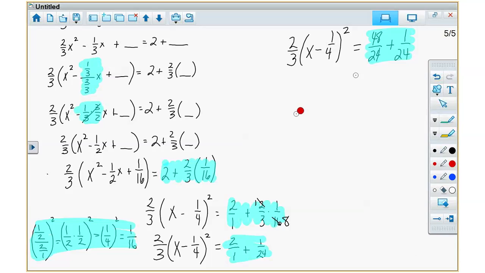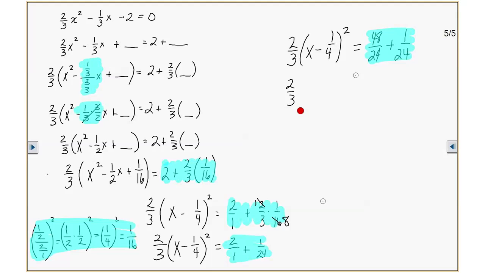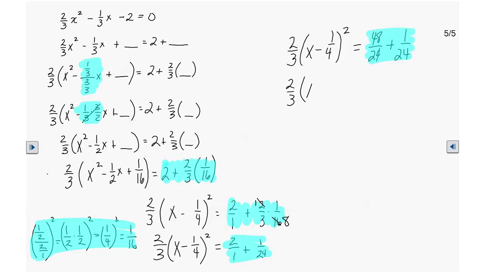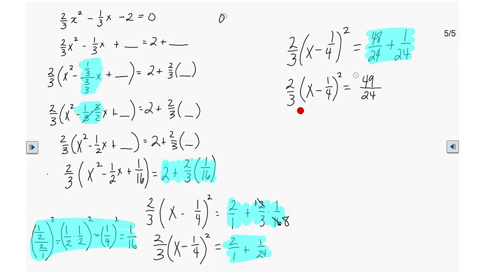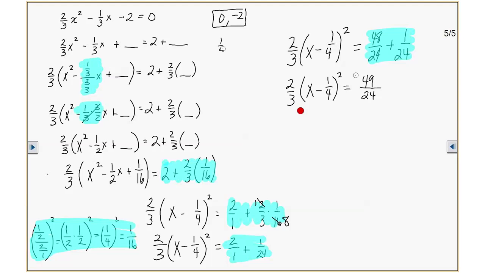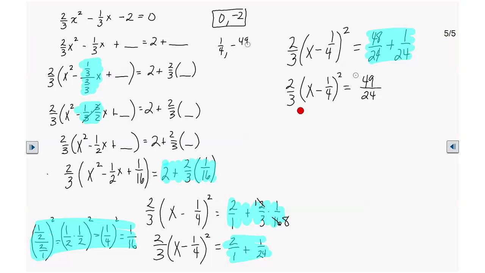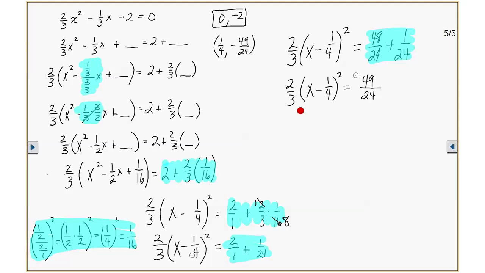Four times, maybe it'll work. And the red dot just stays there. X minus 1/4 quantity squared is equal to 49 over 24. And now we've got our vertex. So our y-intercept is (0, -2). Our vertex is (1/4, -49/24). F of x is equal to 2/3 times x minus 1/4 quantity squared minus 49 over 24.